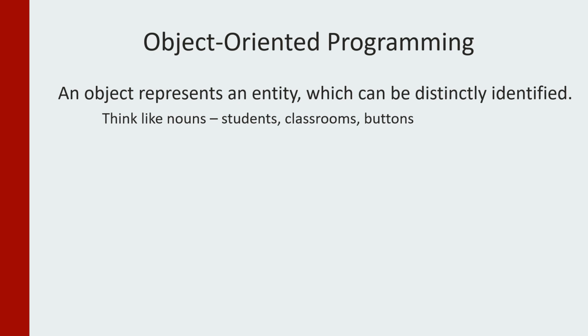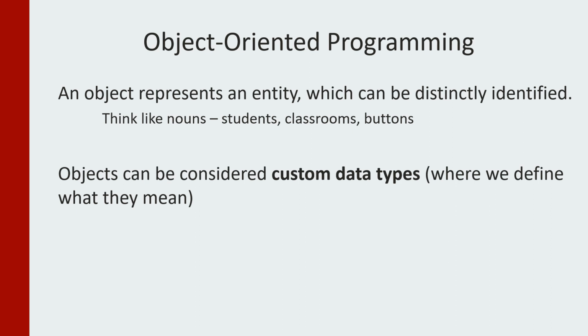So nouns are a good way to think about objects. So you could have students, classrooms, buttons. Those are all objects. Objects can also be considered custom data types where we define what they mean.